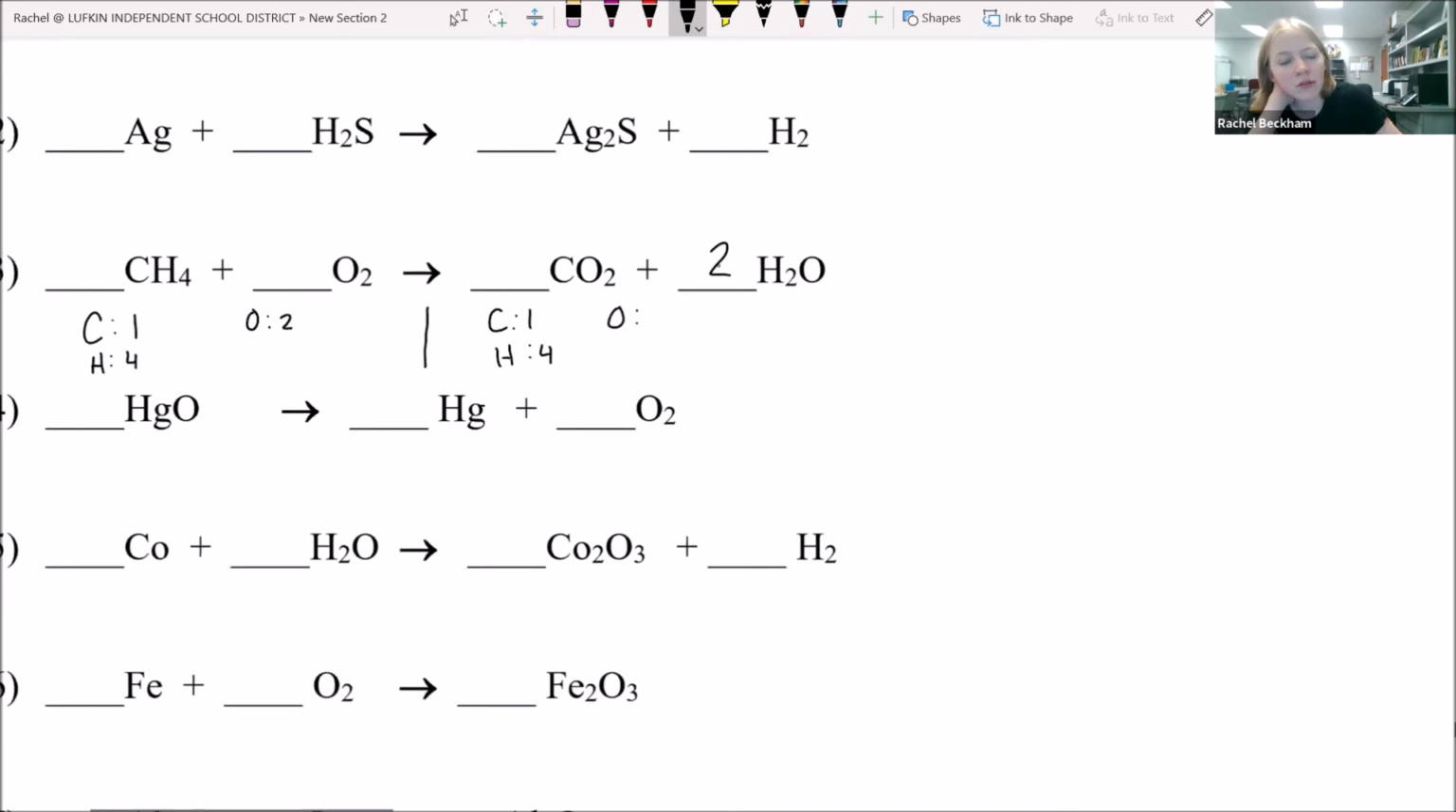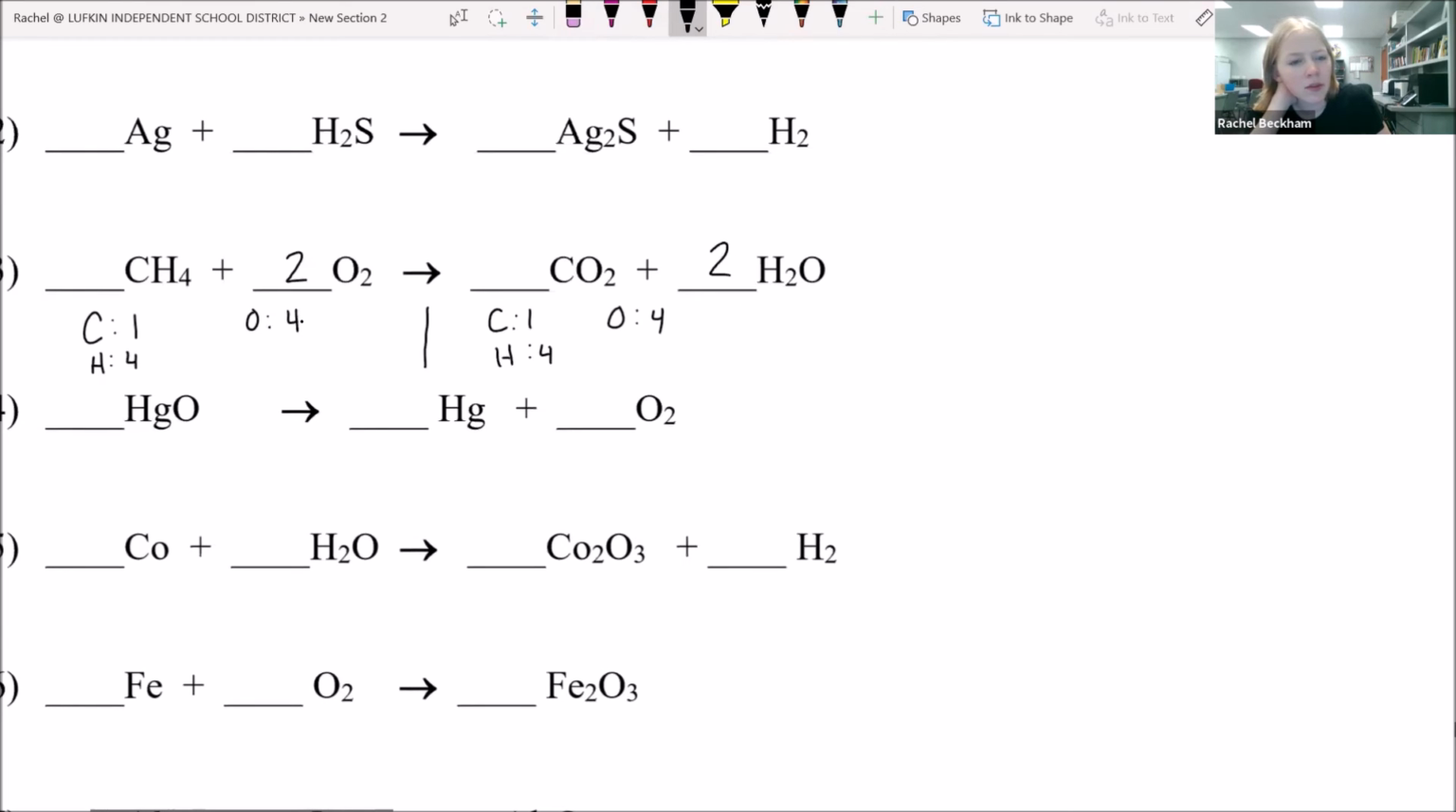So I've got 2 O's over here plus these 2 O's, right? So 2 plus 2, so that's 4 O's. So now I've got 4 oxygens on this side and only 2 on this side. And so now that makes it an even number. And I can put a 2 right here because 2 times 2 makes 4, right?